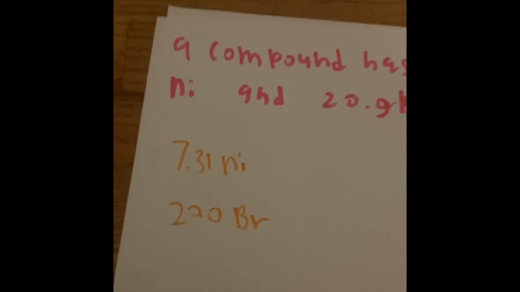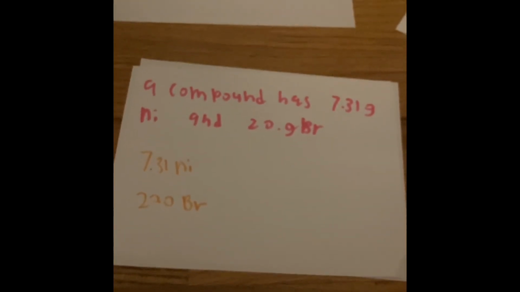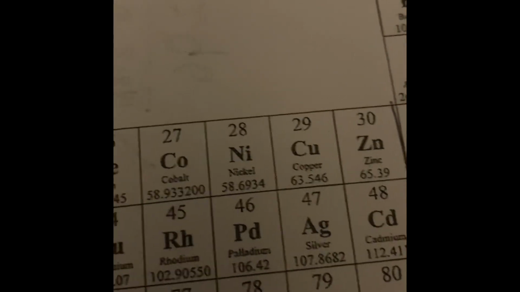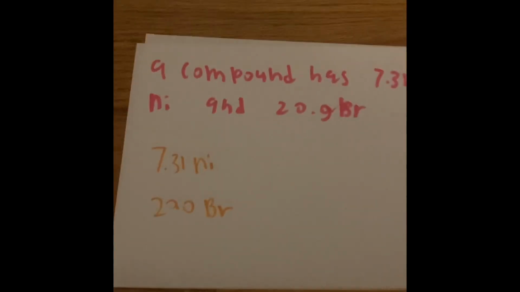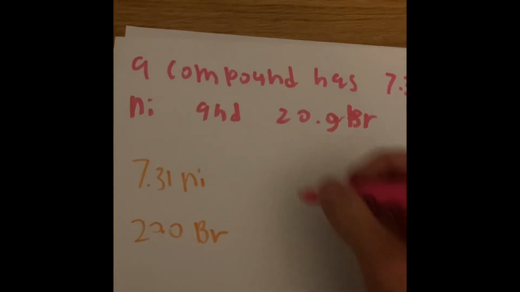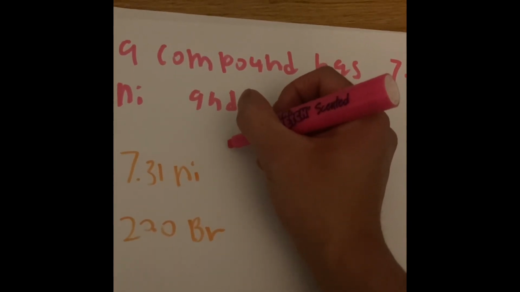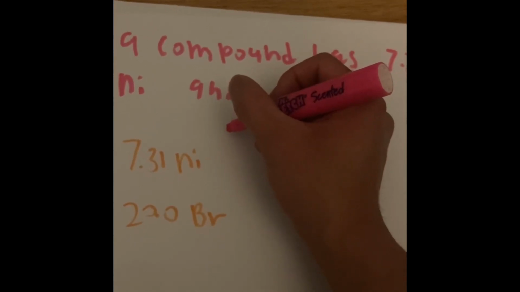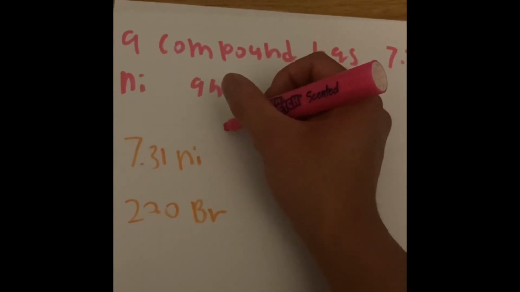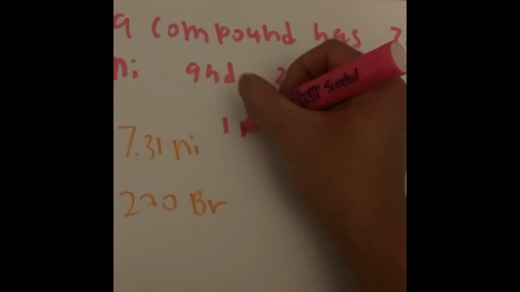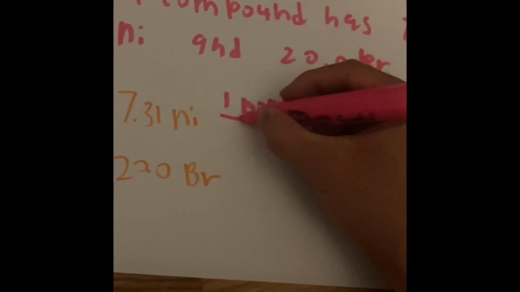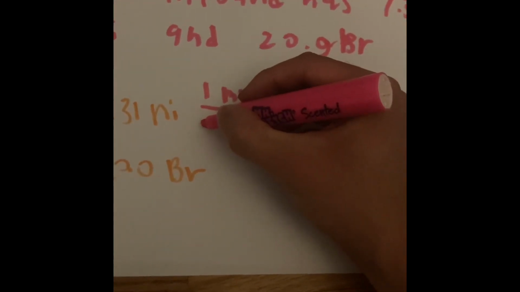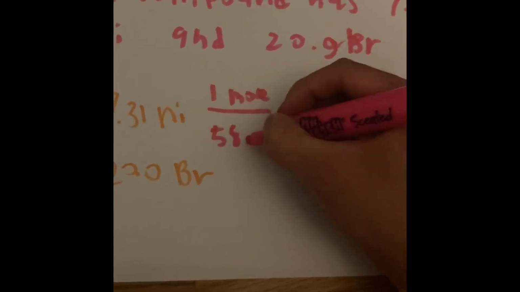If we take a look at the molar masses on the periodic table, nickel right here is going to be 58.69. So we're going to change this to the number of moles so we can understand how many moles there are. Even though moles is not abbreviated for molecules or atoms, it still tells you how much there is in that formula. So 1 mole for nickel is equal to 58.69.